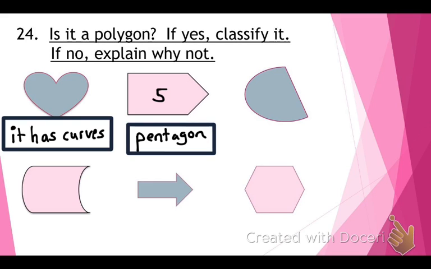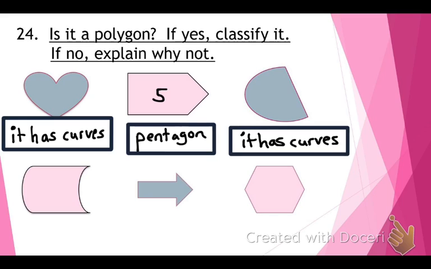Next one, JD. Is it a polygon, yes or no? No. Why not? It has curved lines. Okay, anything that has a curve is not a polygon. Next up, Asia. Is it a polygon? Why not? It has curved lines. Next one, Carlos. Is it a polygon?